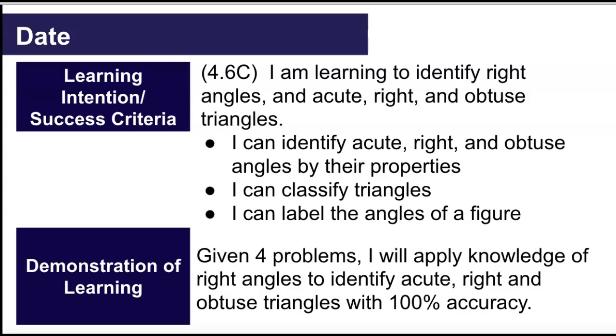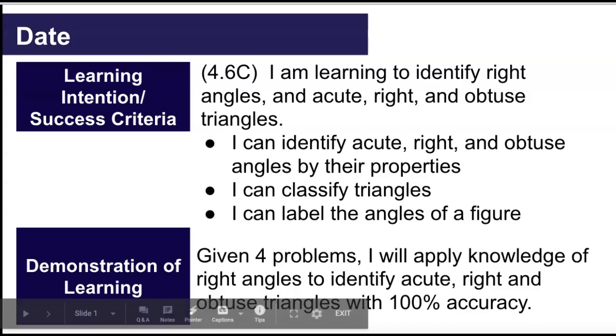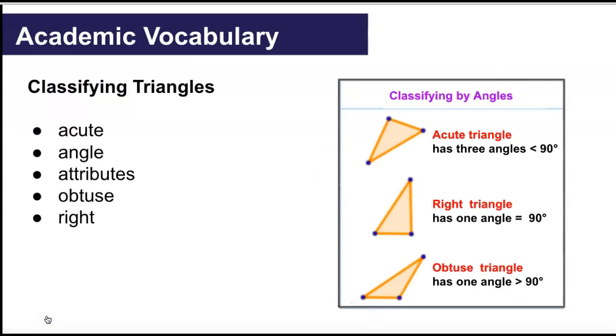The demonstration of learning will be, given 4 problems, I will apply knowledge of right angles to identify acute, right, and obtuse triangles with 100% accuracy. Let's take a look at our academic vocabulary for classifying triangles: acute, angles, attributes, obtuse, and right. Pay close attention to the anchor chart for classifying by angles.